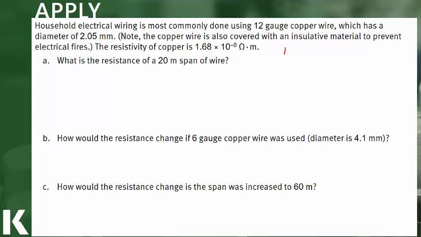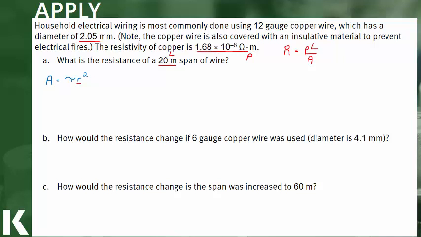Now, we have to look at our resistivity formula. We have rho L over A, and we're given here the resistance of a 20-meter span, so we know the length. We have the resistivity here, 1.68 times 10 to the negative 8. The last thing we need to figure out is the area, and we can do that from the diameter. Now remember that the area is equal to pi r squared, and since we are given diameter, we would need to divide this by 2 to get the radius and then plug that into our equation for the area.